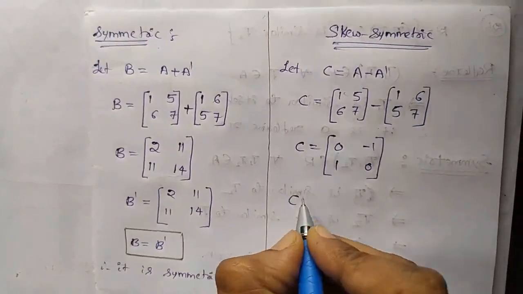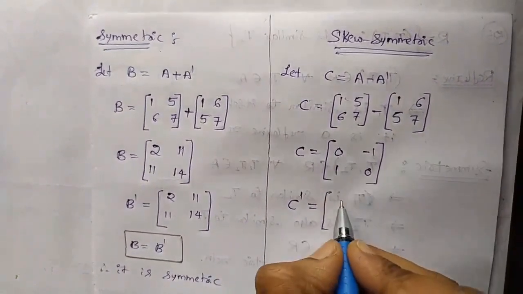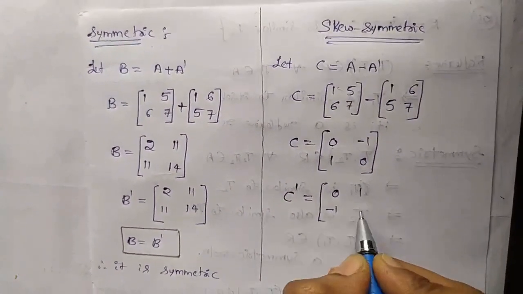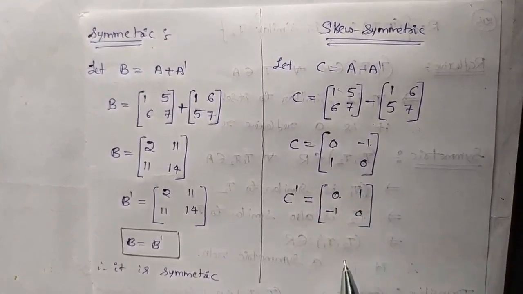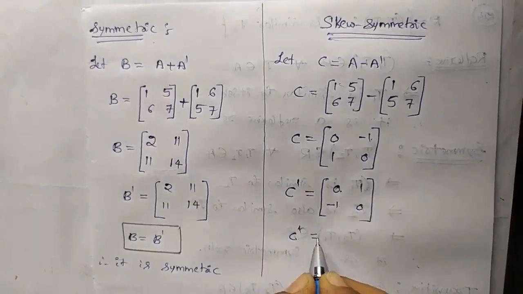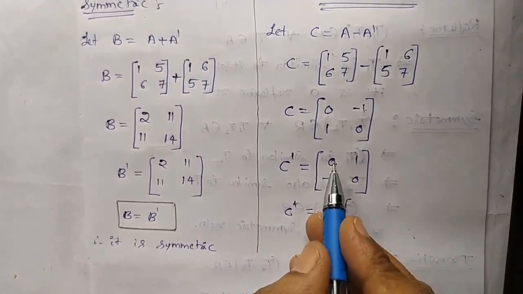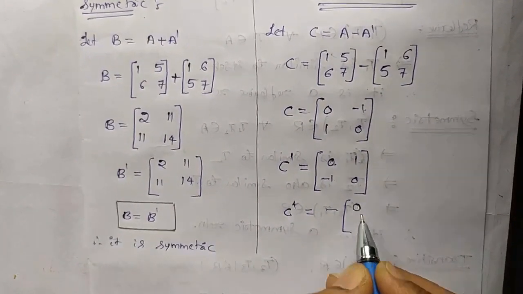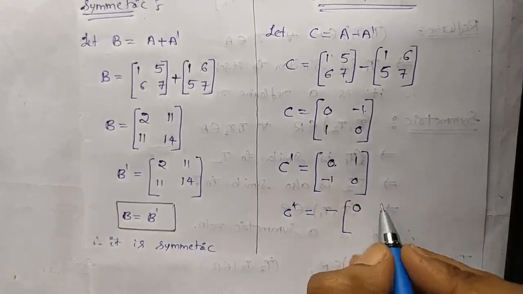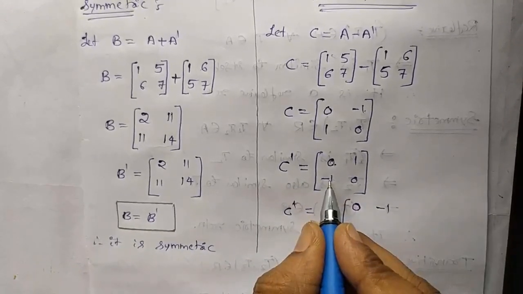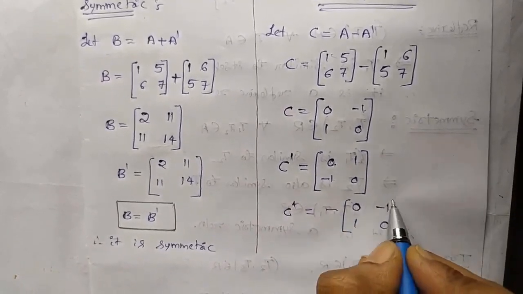Next, find C transpose. C transpose is [0 1; -1 0]. Next, take minus outside in this matrix. Minus is common: from 0 it is 0, from plus 1 it is minus 1, from minus 1 it is plus 1, from 0 it is 0.